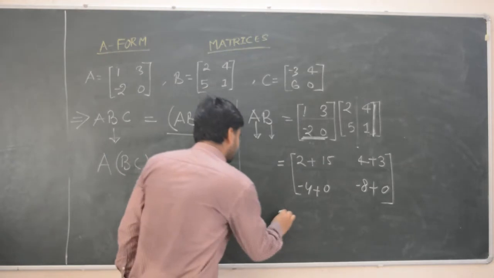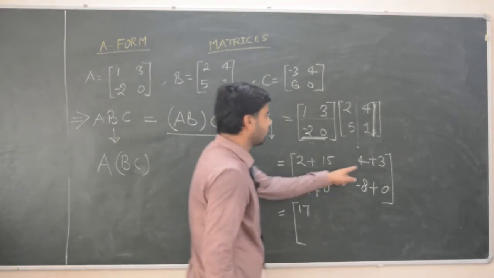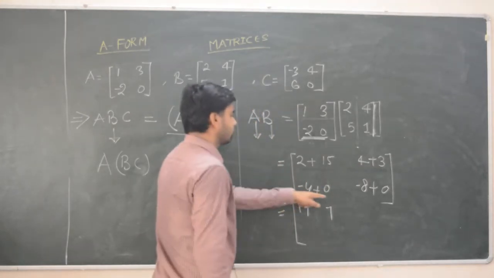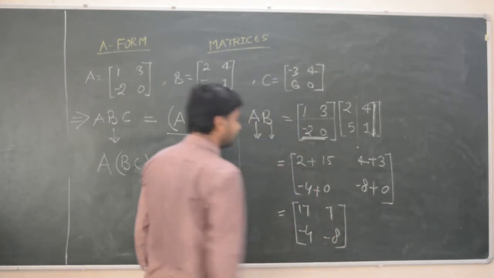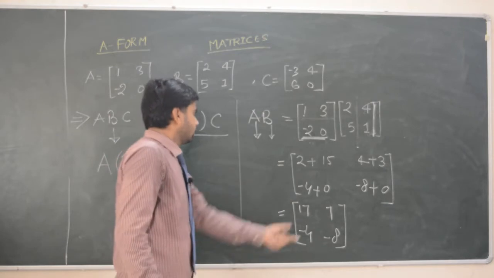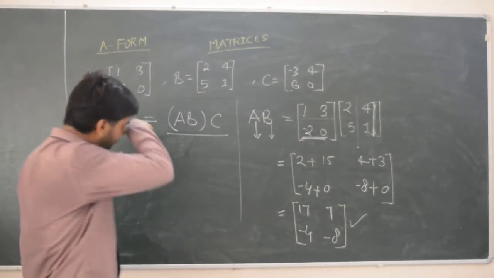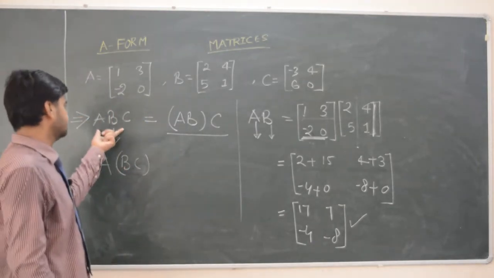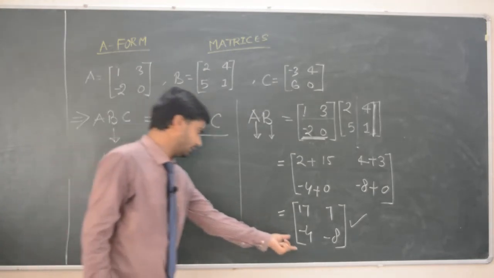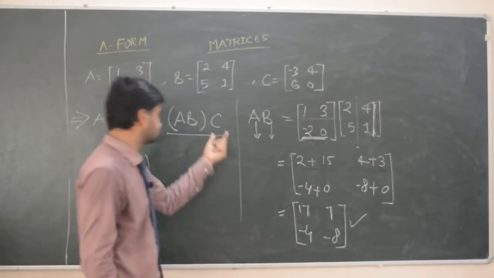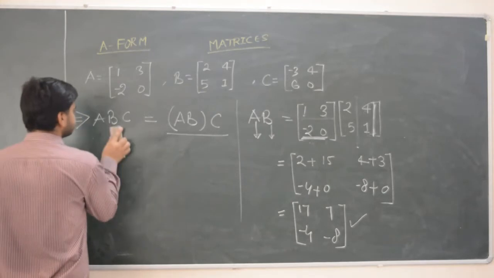So finally we will get a matrix as 2 plus 15 as 17, and 4 plus 3 that is 7, minus 4 plus 0 that is minus 4, minus 8 plus 0 that is minus 8. Okay, so this will be the matrix AB. So this is the answer of the product AB, but we want to calculate ABC, that is, we have to multiply this AB matrix with C. So we calculated the AB matrix, now multiply this matrix with the C matrix.